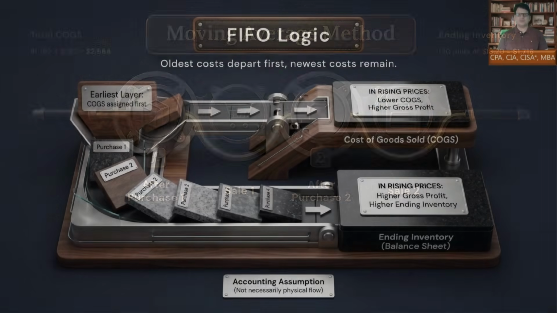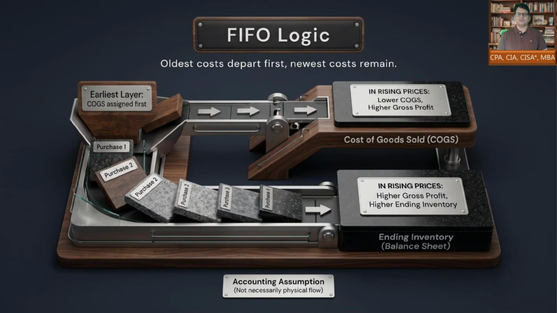FIFO means first in, first out. It assumes the oldest costs leave inventory first and the newest costs remain in ending inventory. We start with the earliest layer, usually beginning inventory, then move forward through purchases until all sold units are assigned a cost.